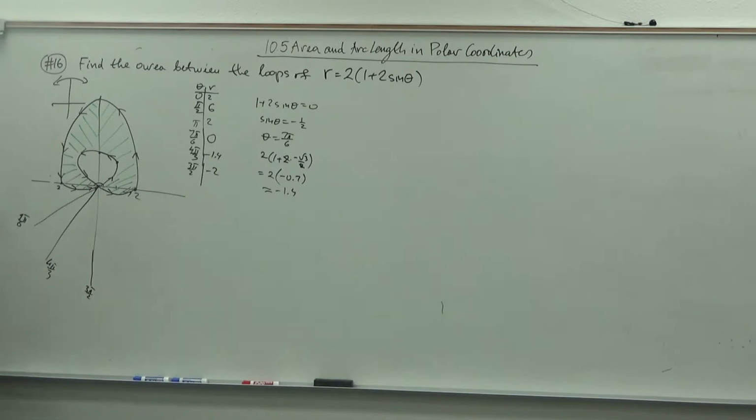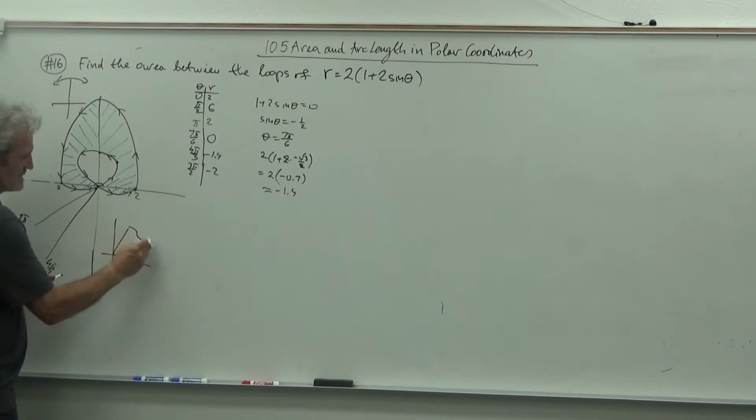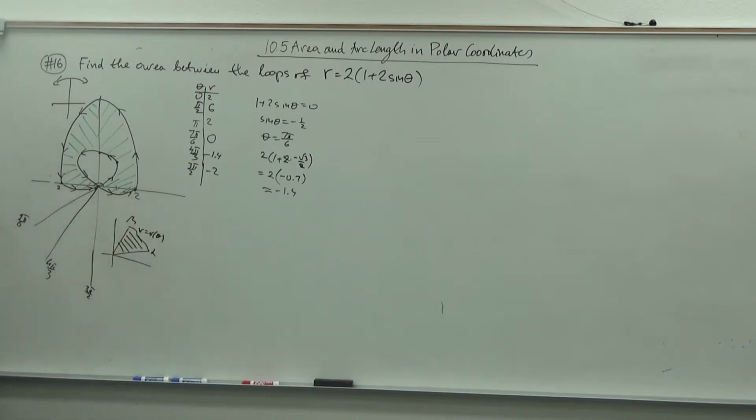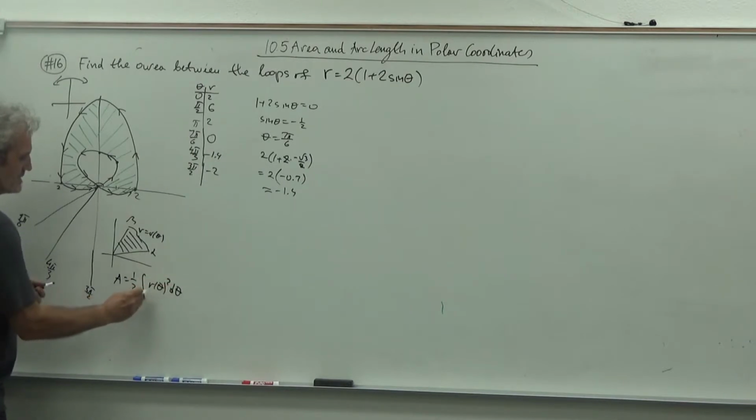So how do we calculate that? We want to use that formula that we just developed. When we have a region like this, if this is alpha, this is beta, and here is r equals r of theta, then this polar region has the area 1/2 integral from alpha to beta of r of theta squared d theta.